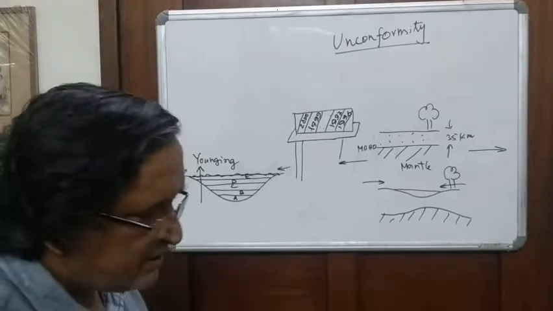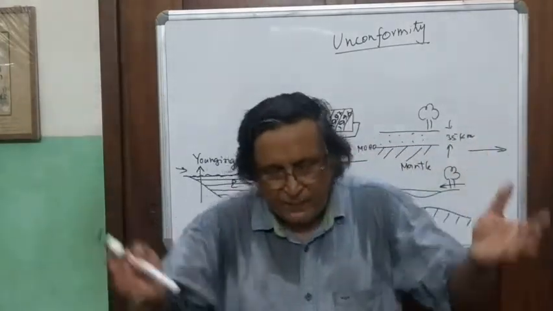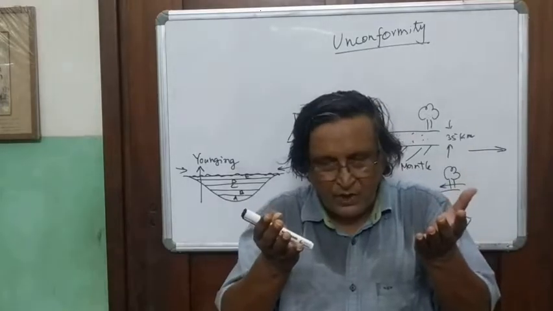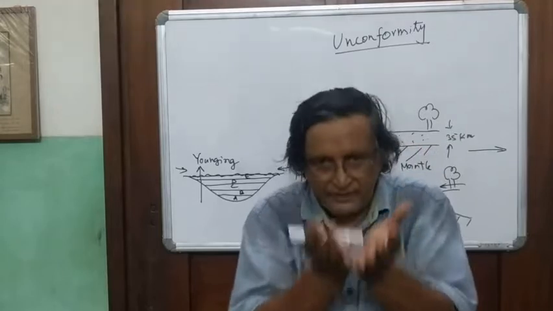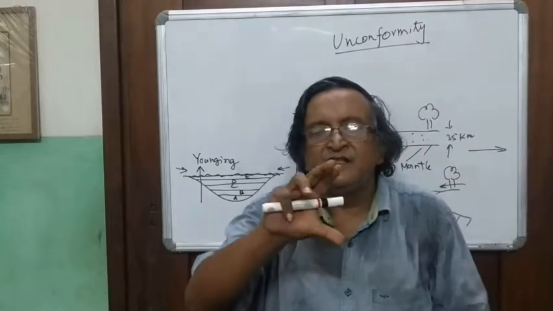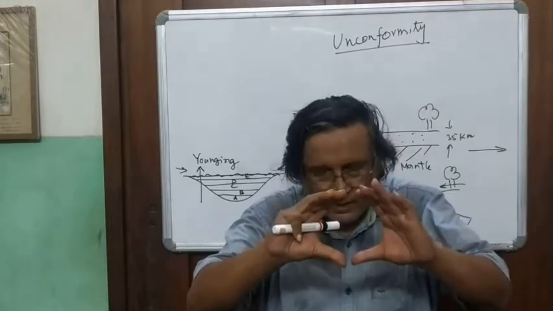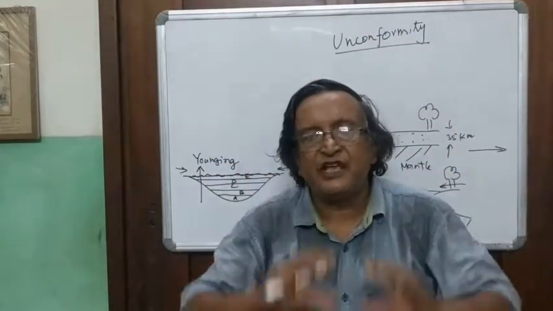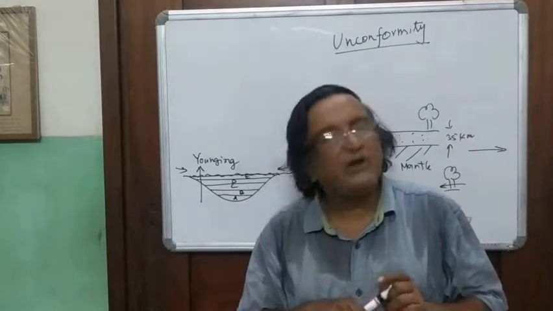Now let's say, sometimes it might happen that sediments are being deposited in a depression, and due to some reason the depression is uplifted so that the sedimentary layer comes above the surface of water, above the mean sea level. What will happen then?